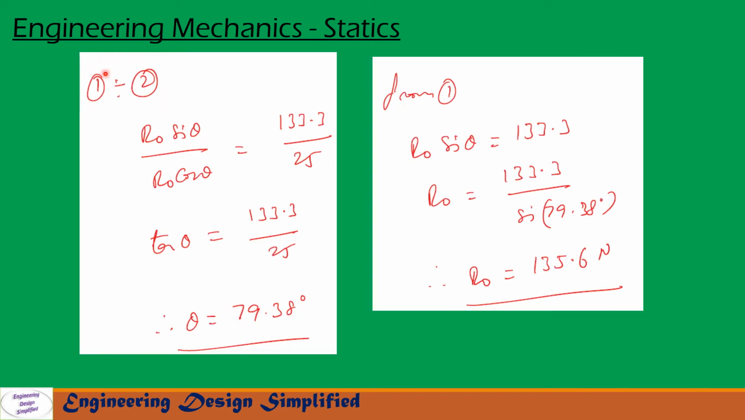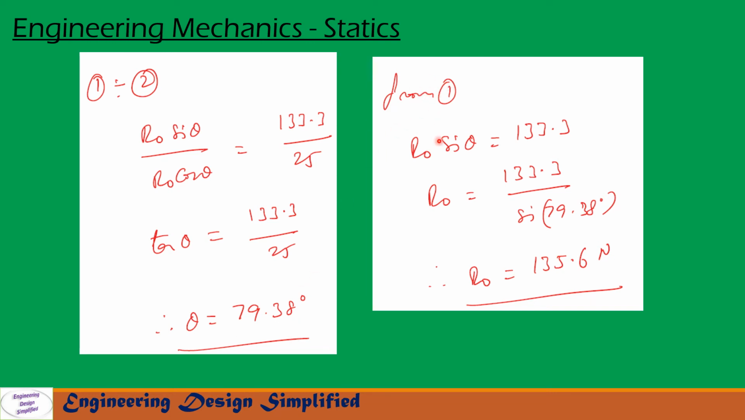Now let us divide equation 1 by equation 2. We get Ro sin theta by Ro cos theta equal to 133.3 by 25. So Ro gets cancelled. So sin theta by cos theta is tan theta. Tan theta equal to 133.3 by 25. So theta equal to 79.38 degrees.